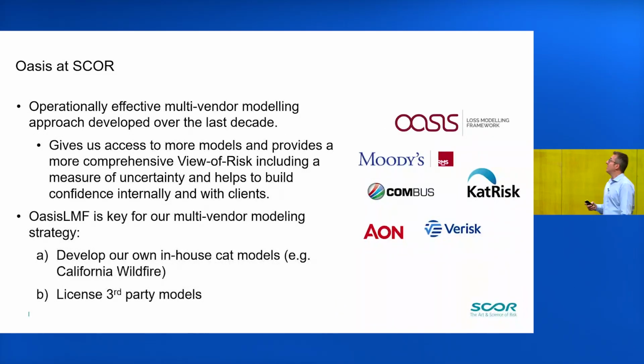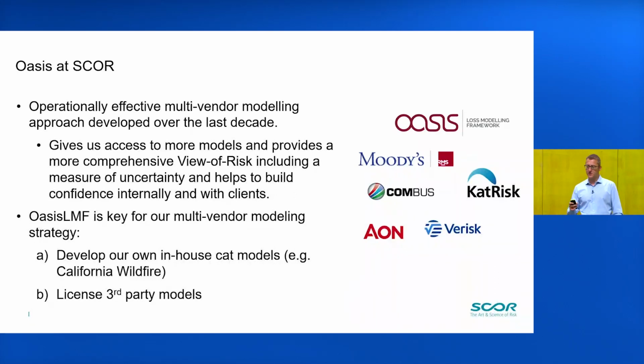So, Oasis at SCOR, we have a multi-vendor modeling approach that was developed during the last decade, and it's very operationally effective. It is very important for us to have a lot of models because this gives us a better view of our catastrophe risk, right? So we are able to have a very comprehensive view of risk. We are able to also include the uncertainty, and it helps us build confidence internally and also with our clients. And you can see that we have a lot of models, and we are adding models, evaluating.